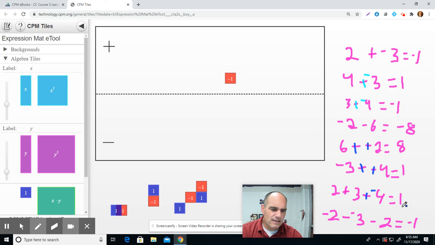Oh, that's right. Sorry. 2 plus 3 is 5. And then 5 plus negative 4 would be a negative 1.